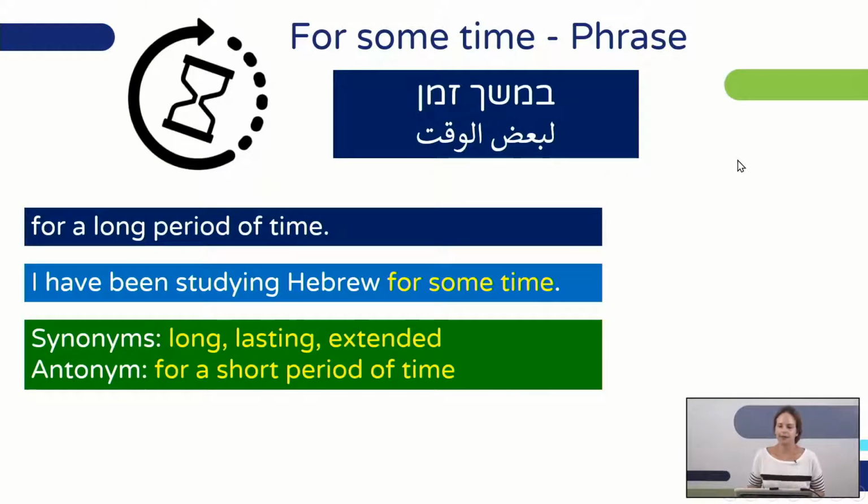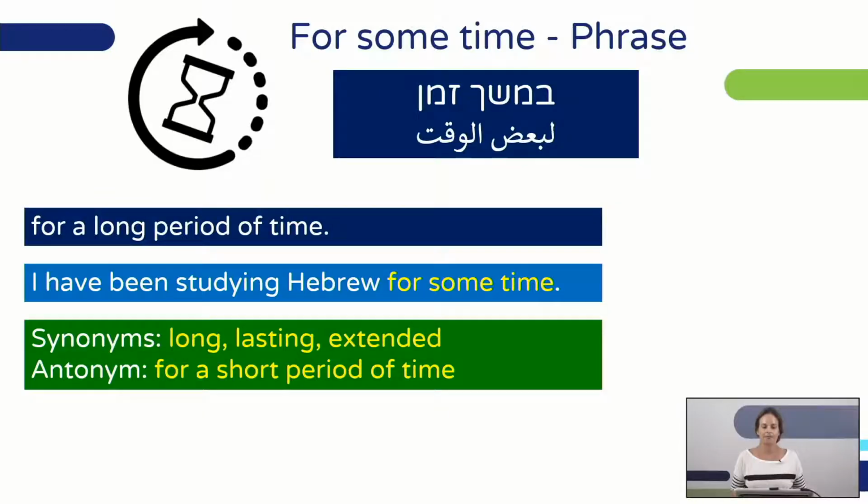Okay, here we have a phrase, for some time. Okay? B'meshech zman. For some time. So in other words, the definition is for a long period of time. An example sentence would be, I have been studying Hebrew for some time.